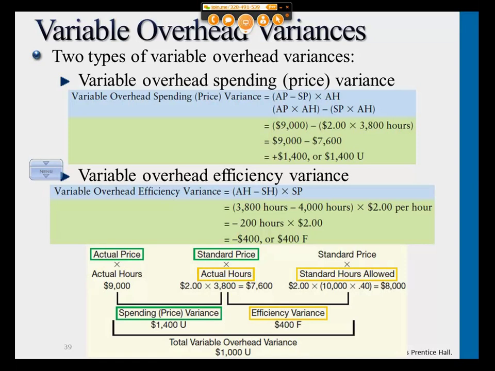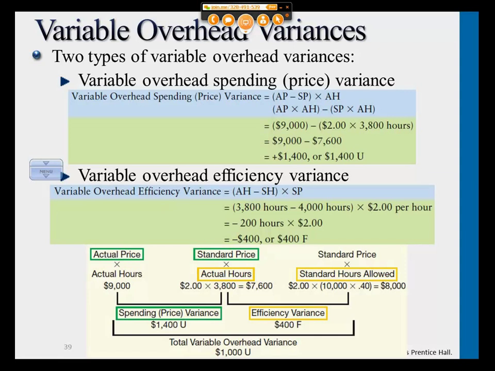So look at this. The actual hours is the same, it's common in both columns. The actual price and the standard price is what differs. So how do I figure out if it's a U or if it's an F? My spending variance is a comparison of actual price and standard price. My actual price is higher than my standard price. I planned at $2, but it actually turned out to be $3. It's not a good thing. It's unfavorable. So apply that way of thinking to all of the concepts.